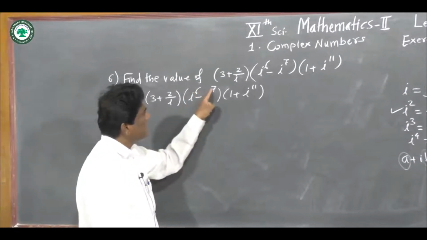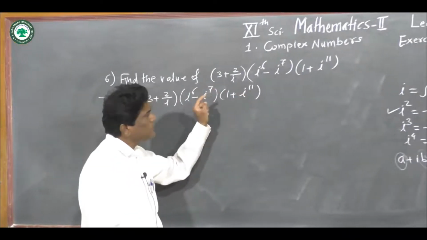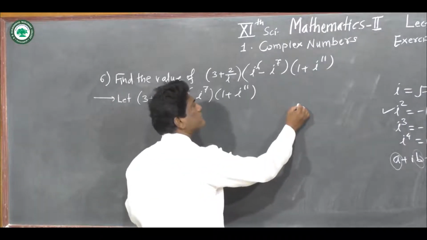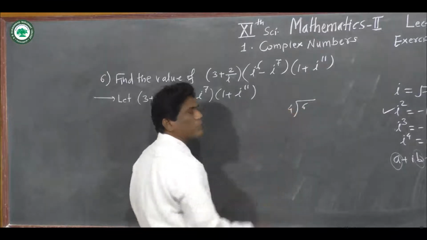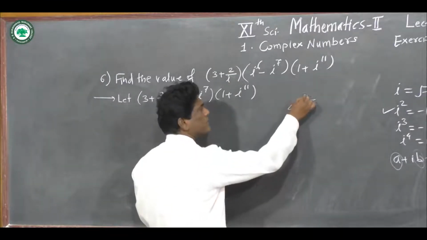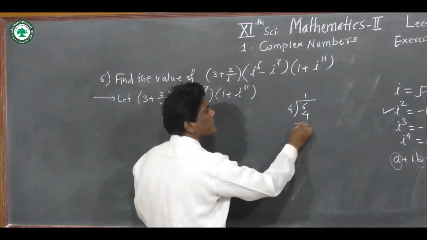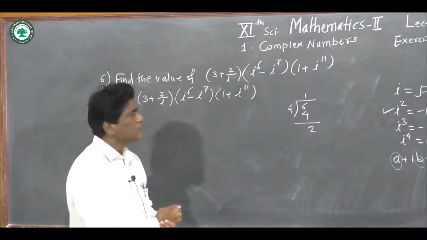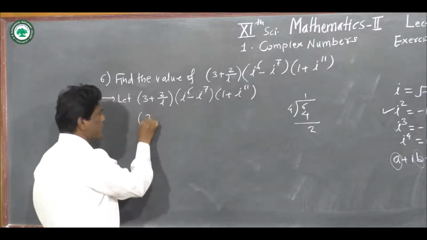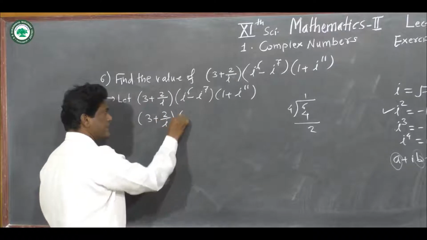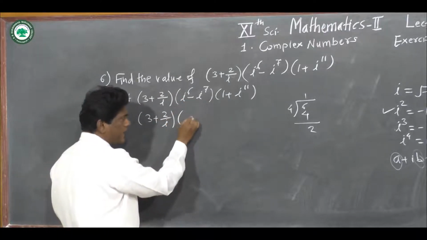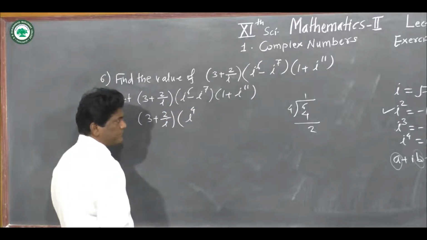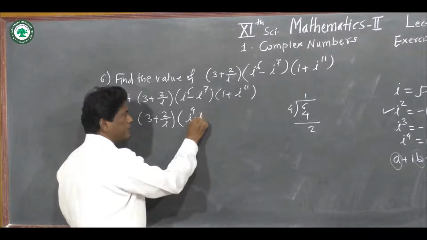When the power is greater than 4, we divide that number by 4. Suppose 6: here 6 divided by 4. 4 ones are 4, so 6 minus 4 is 2. So 2 is the remainder. So we write 3 plus 2 upon i as it is, and we write i to the power 6 as i to the power 4 into i to the power 2.